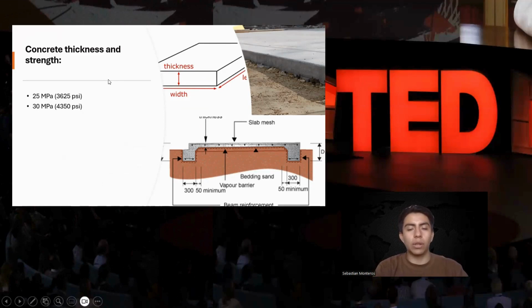Once we have done the geotechnical study and the foundation design, we have to determine the concrete thickness and the strength. For most factories, the compressive strength of the concrete is 3,625 pounds per square inch. But if we are going to have heavier machines, the compressive strength of the concrete has to be 4,350 pounds per square inch.